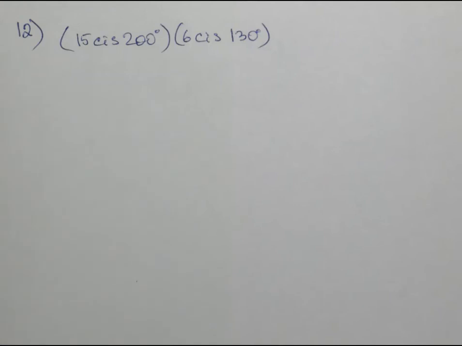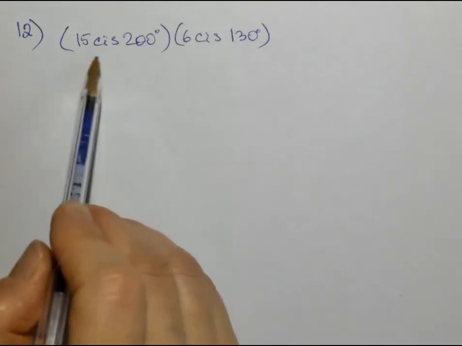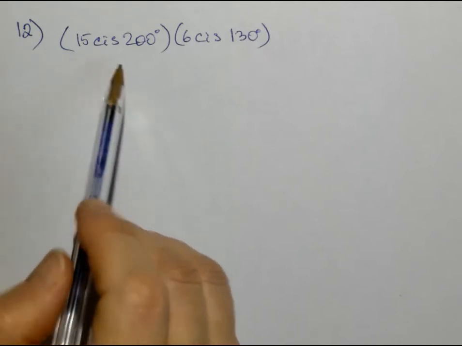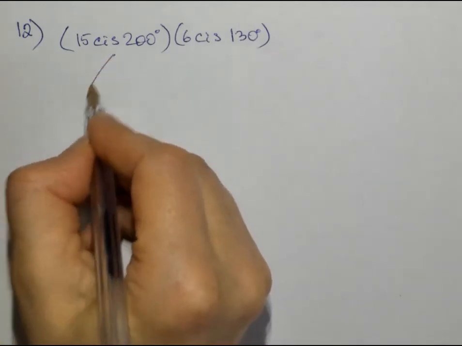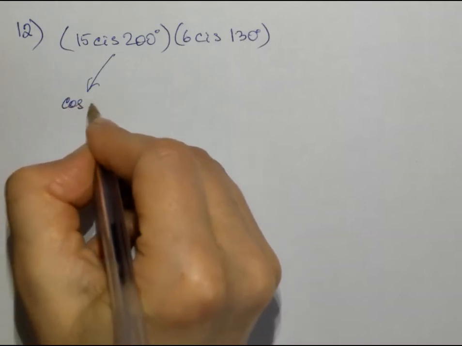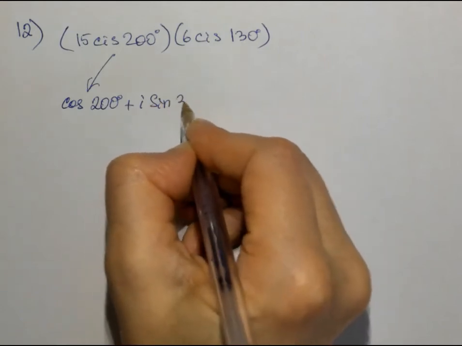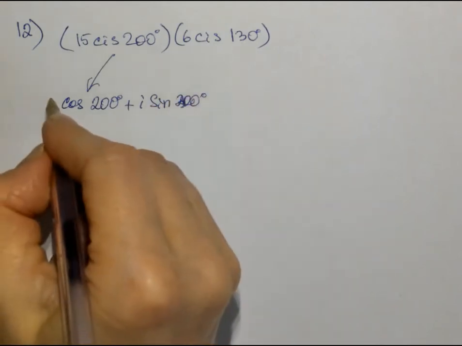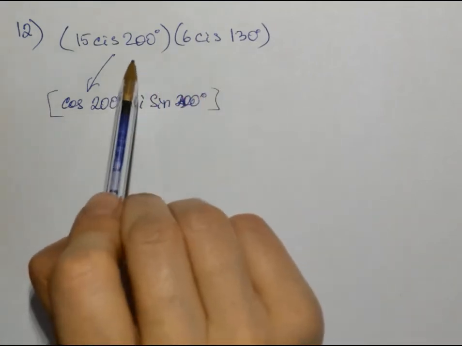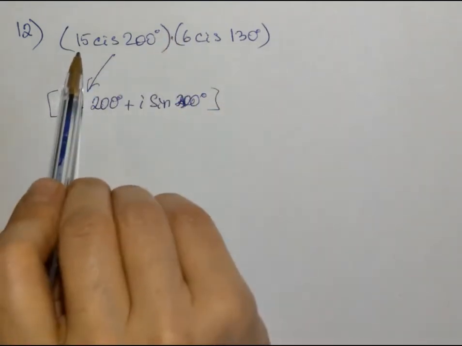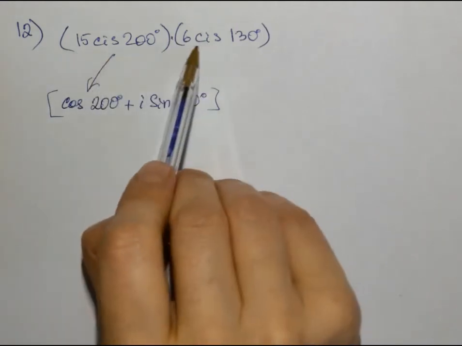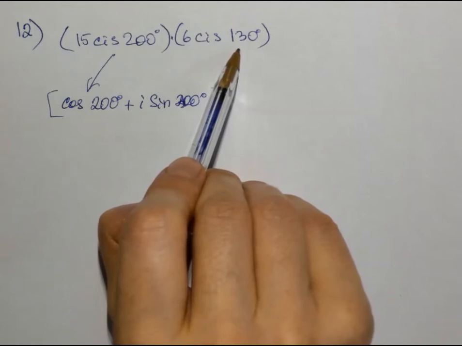And a couple of problems from chapter 8. Very simple problems, don't be scared. So let us find the product of two complex numbers given in trigonometric form. You know that this is the short form. Cis of 200 degrees is the same as cosine of 200 degrees plus i sine 200 degrees. Here we want to find the product of two complex numbers: 15 times cis 200 times 6 cis 130 degrees.